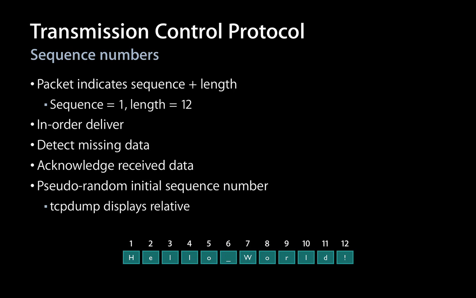One thing to be aware of with the sequence numbers is that they don't start off with 0. They actually use a pseudo-random initial value. If you're looking at these values in tcpdump, fortunately it normalizes these, so it's a lot easier. You can get a relative sequence number instead of an absolute number.